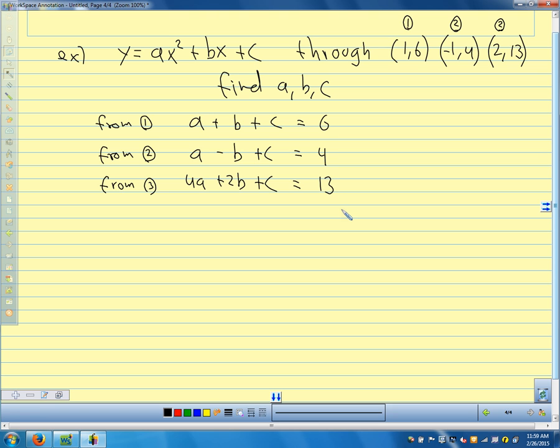And I have a system of equations, and I can solve for A, B, and C. I can use row operations on the equations, or I could turn it into a matrix and use row operations on the matrix. And now it would let me find A, B, and C, and it would turn out that if you did that, you should get y equals 2x squared plus x plus 3. So A equals 2, B equals 1, C equals 3. Isn't that nice?